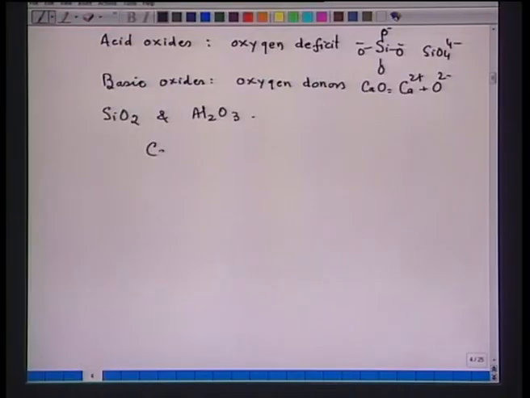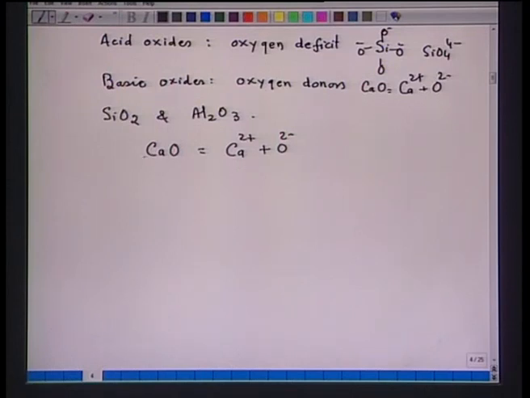Now, let us consider an addition of calcium oxide. If we add calcium oxide, what does it do? It dissociates to Ca2+ plus O2-. Now, you see, if I supply 2 O2-, then I can break all 4 vertices of the tetrahedron, because the 4 vertices are joined by another 4 vertices. So, if I break all the 4 vertices, I will get the ionic species SiO4 4-, and this is only possible when I add 2 O2- ions.